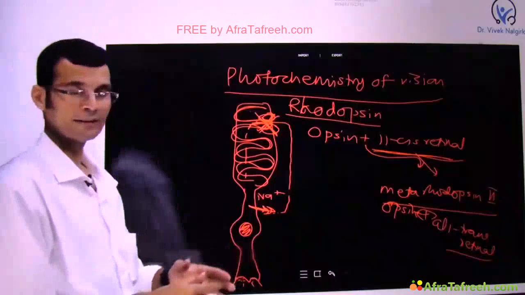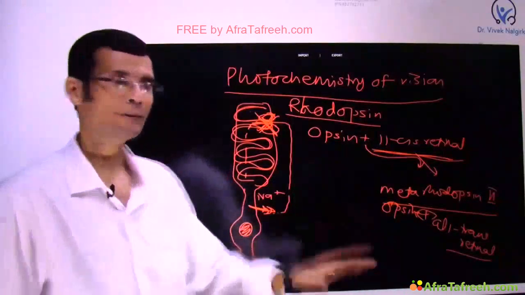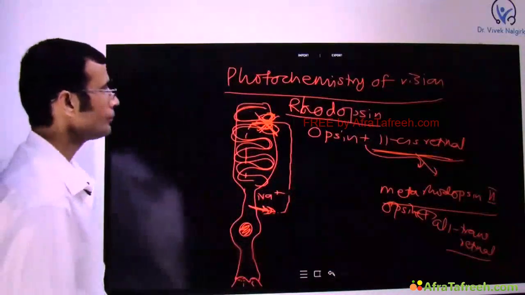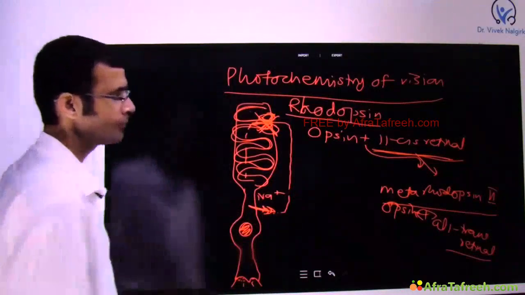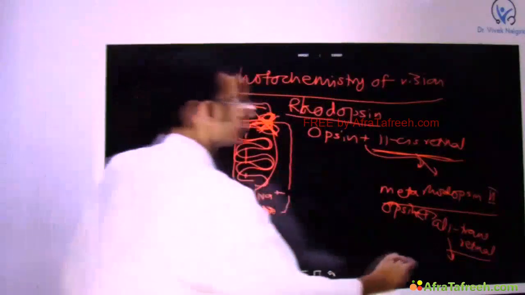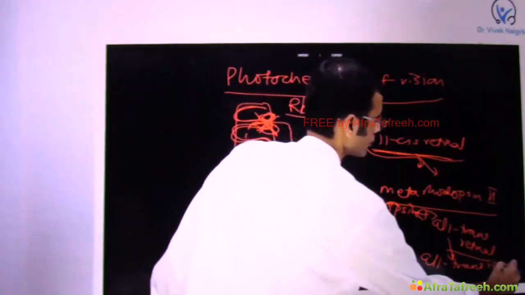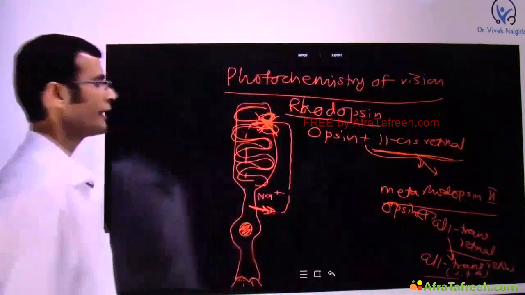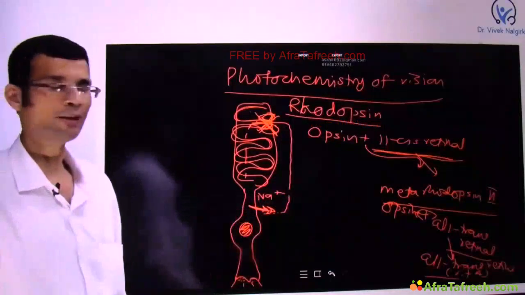We have already discussed this, that rod receptor potential is a hyperpolarizing potential. When the light strikes, rod is hyperpolarized, and that is taken as a sense of light. So that's the photochemistry of vision. Well, all-trans-retinal is also converted into all-trans-retinol, which is a storage form of vitamin A.